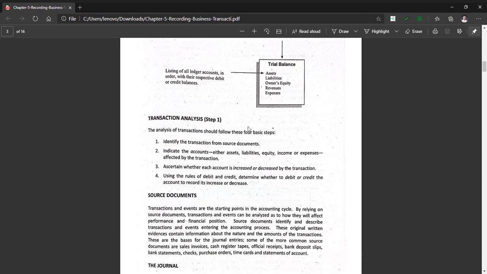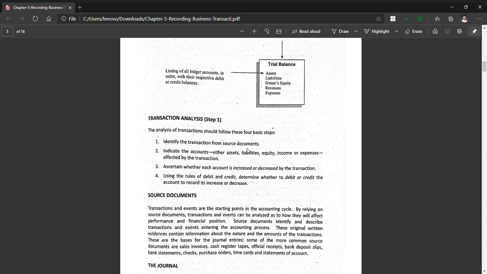Okay, so let's first move to the first step, transaction analysis. First step is to identify if the transactions should be recorded, right? So, we have 4 basic steps. Identify the transaction from source documents. Indicate the accounts, either asset, liabilities, equity, income, or expenses affected by the transaction. And lastly, ascertain whether each account is increased or decreased by the transaction.